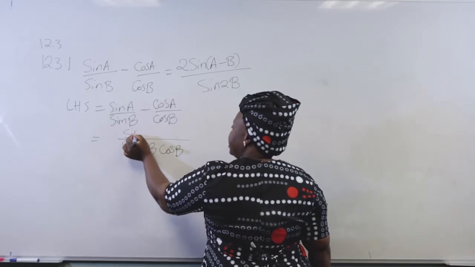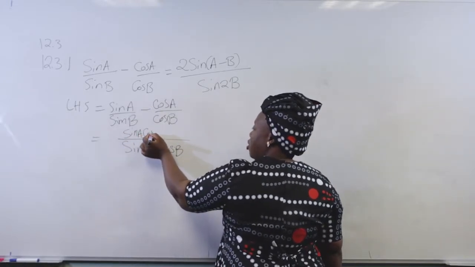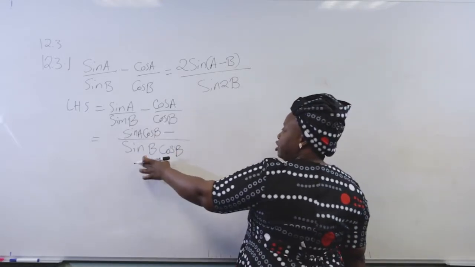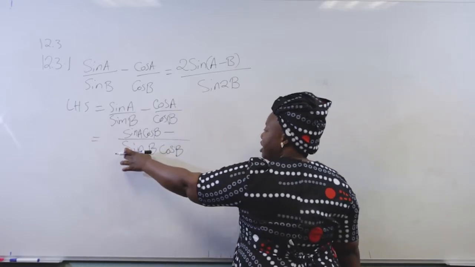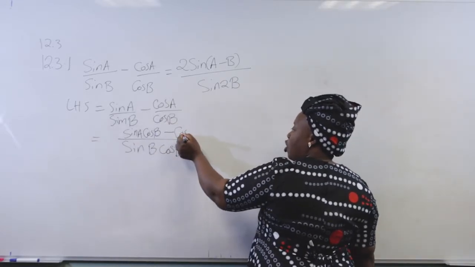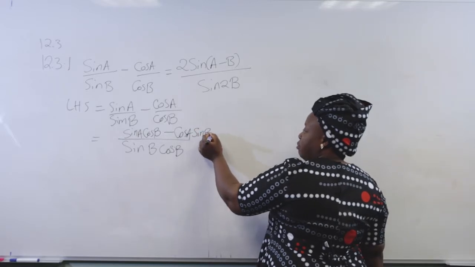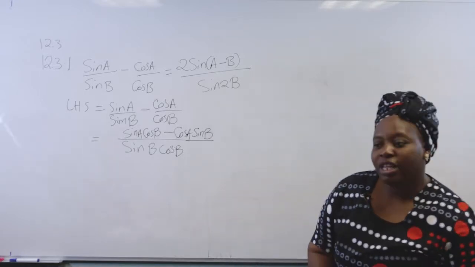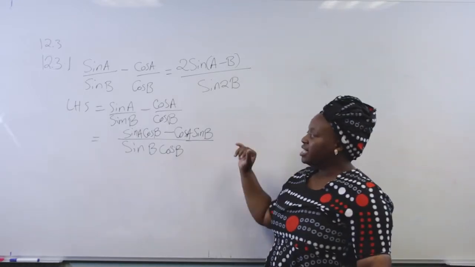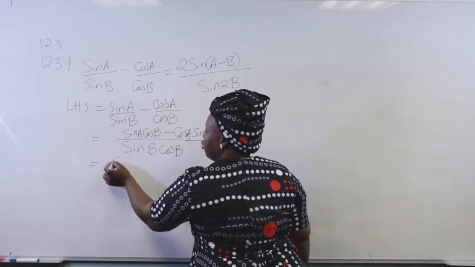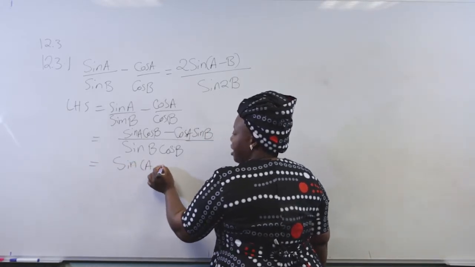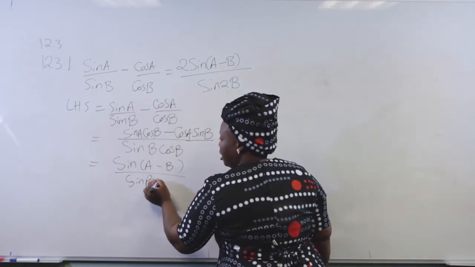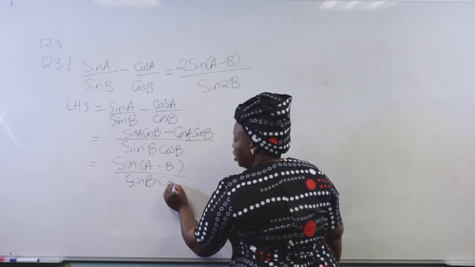So this is sine A, which is remaining there, and the cos B from the denominator, minus, the same applies, the denominator divided by this denominator, we're left with sine B, and multiply there, we'll have cos A sine B. If you look at this one, folks, it's similar to what you have in your formula sheet. Go to the formula sheet, you'll see something like that. And this is the compound angle for sine. So this is sine (A minus B) divided by sine B cos B.